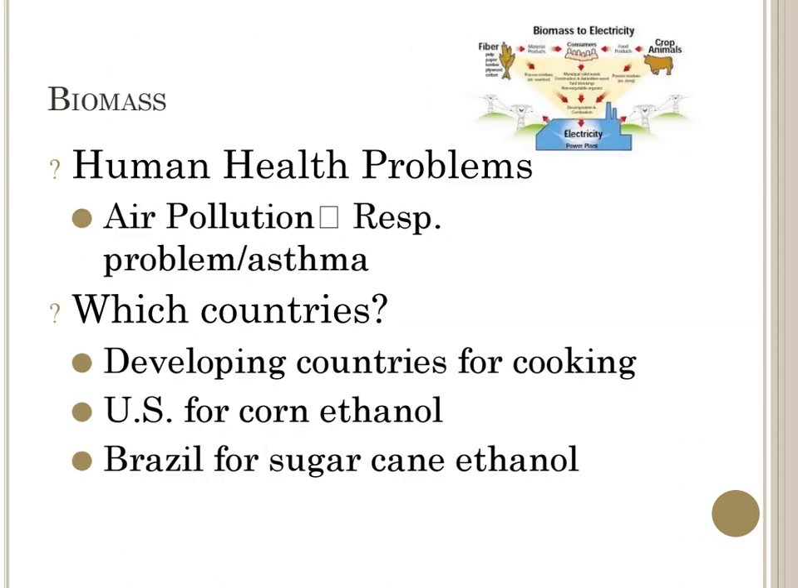Our human health problems with biomass. We have air pollution, which leads to respiratory problems such as asthma. Which countries? Well, developing countries mainly use wood for cooking. In the United States, we do have people that use wood for cooking, mainly to heat their homes.